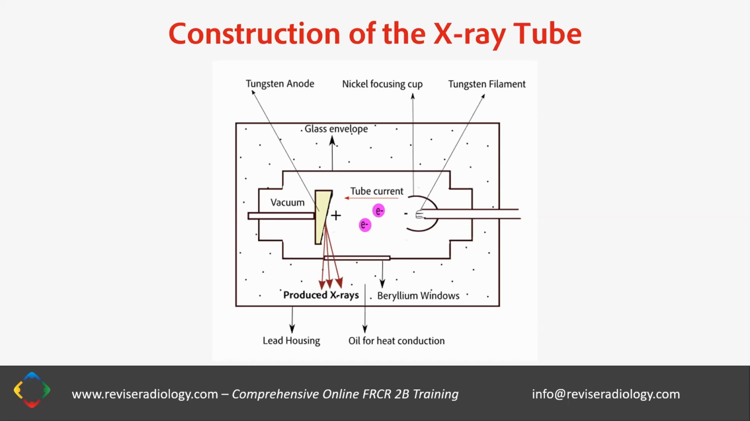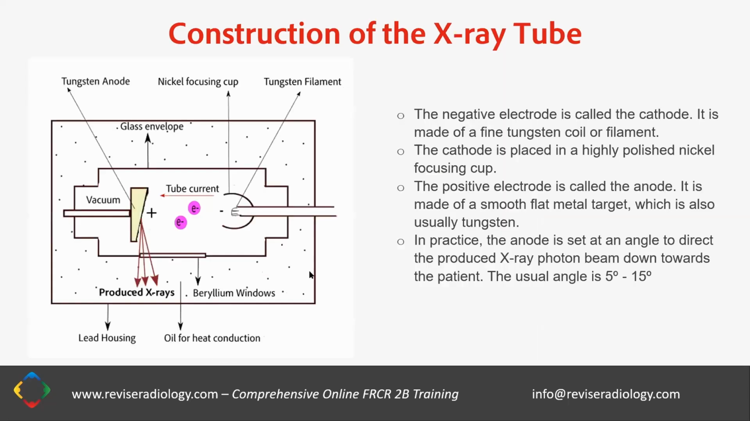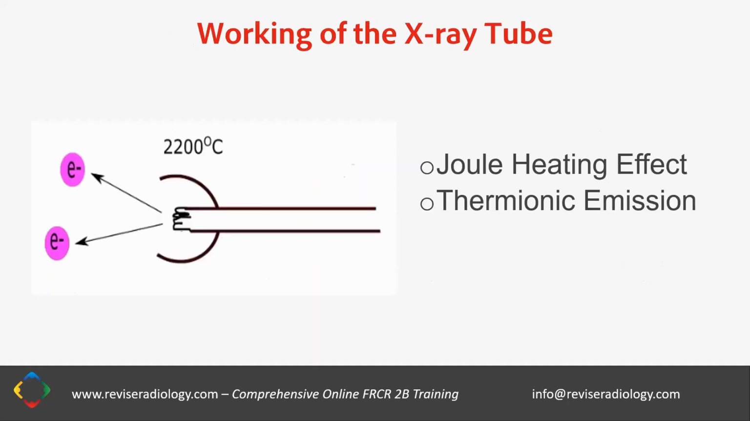I think this is what we've just discussed. The only thing that I haven't explained is that, as you can see in the diagram, the anode is angled, it's not straight. The usual angle of the anode is between 6 to 20 degrees. I'll show you mathematically why this is the angle in just a second. But first we'll look at how the X-ray tube works roughly.